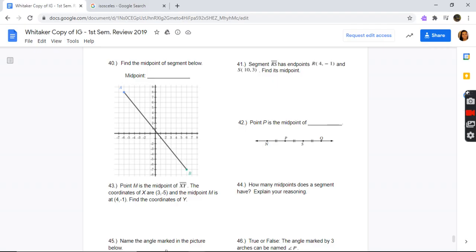I'll show you the answer key on my paper. Maybe later on I'll show it to my camera so you know what I'm talking about.